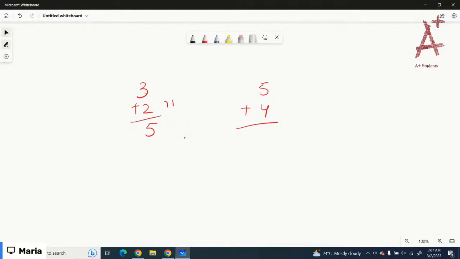Start with 5 and count up 4. 1, 2, 3, 4. I'm going to make 4 lines for 4. Now I'm going to start with 5 and count up: 5, 6, 7, 8, 9. So 5 plus 4 makes 9.